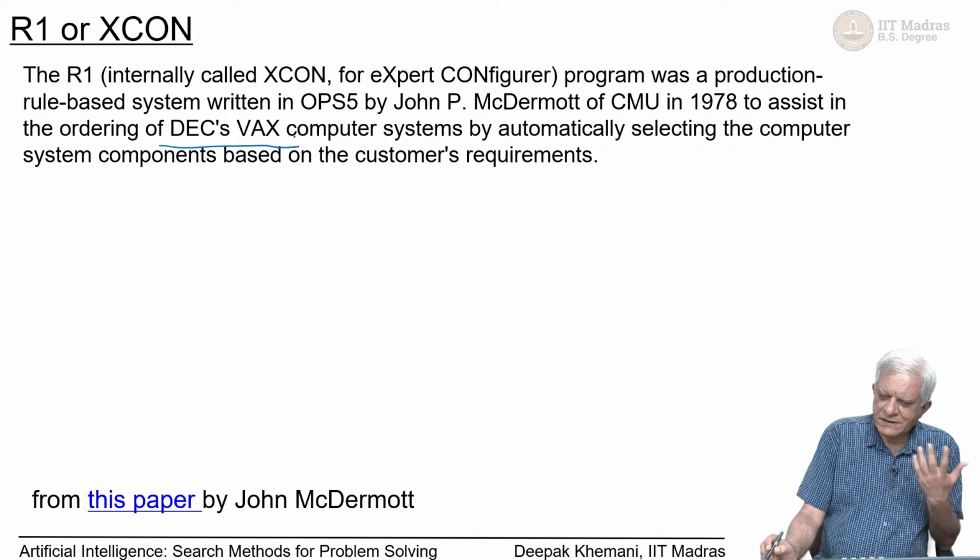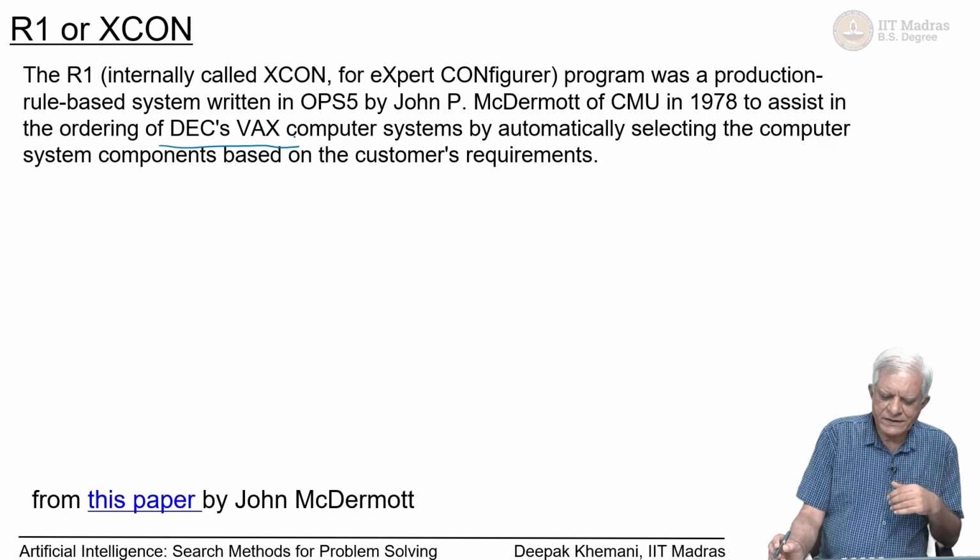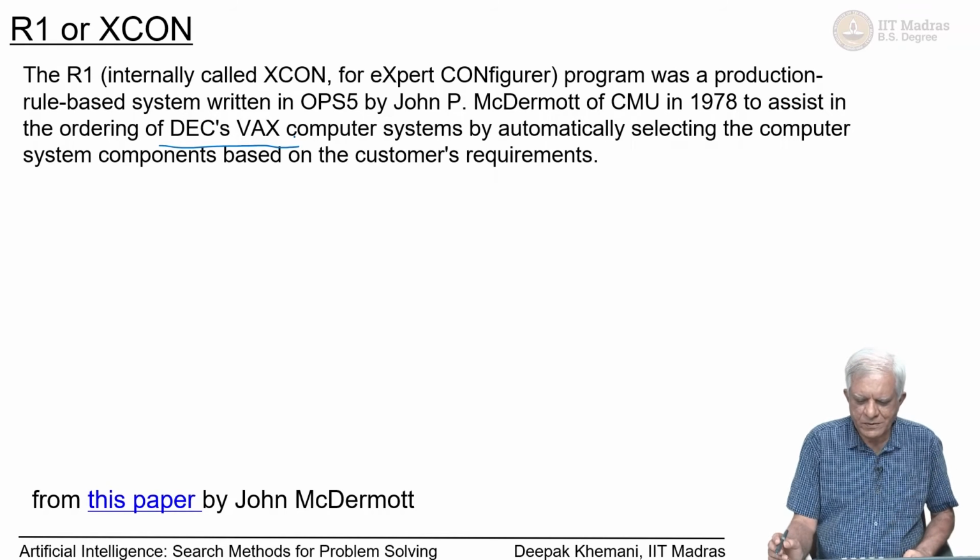Now, 1978 was a time which many of you may not have been around, when there were no personal computers. I mean, not to speak of mobile phones or smartphones, there was nothing of that kind. The only computers we had were called mainframe computers, and they were kind of machines which occupied a large amount of space in a room. And the company DEC also produced this series of very popular machines called VAX computers, and this program was used to try to configure what is the configuration that a particular user wants to buy essentially.